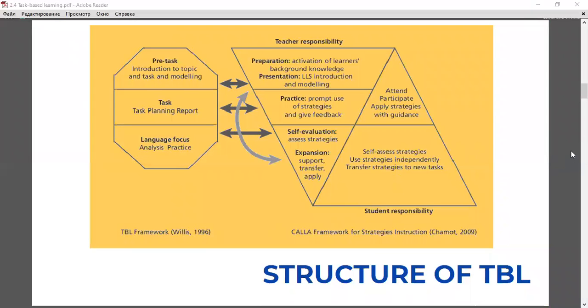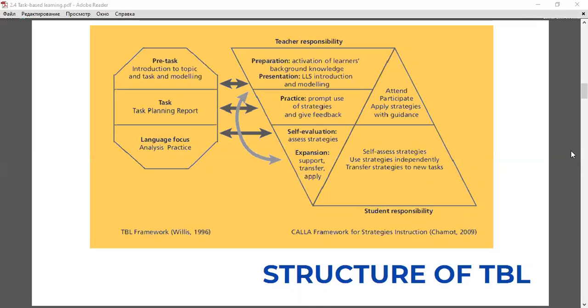Now let's talk about the structure of TBL. TBL has 3 stages: the pre-task, task cycle, and language focus. In the pre-task, the theme is introduced through expressions, structures, and vocabulary, activating previous knowledge, and the teacher explains the task that can present examples of similar tasks performed by other people.